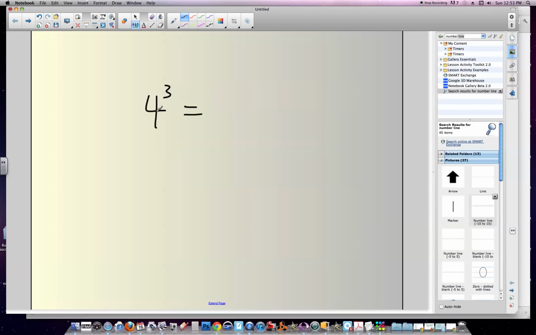So if I asked you to expand this out as multiplication, you'd say, well, that's 4 times itself 3 times. And if you needed to solve this, you could say, well, what's 4 times 4? That's 16. 16 times 4 equals what? 64. So 4 to the third power is 64. That's all an exponent is. Now, this also works algebraically, right? If we had y to the fifth power, that equals y times y times y times y times y.